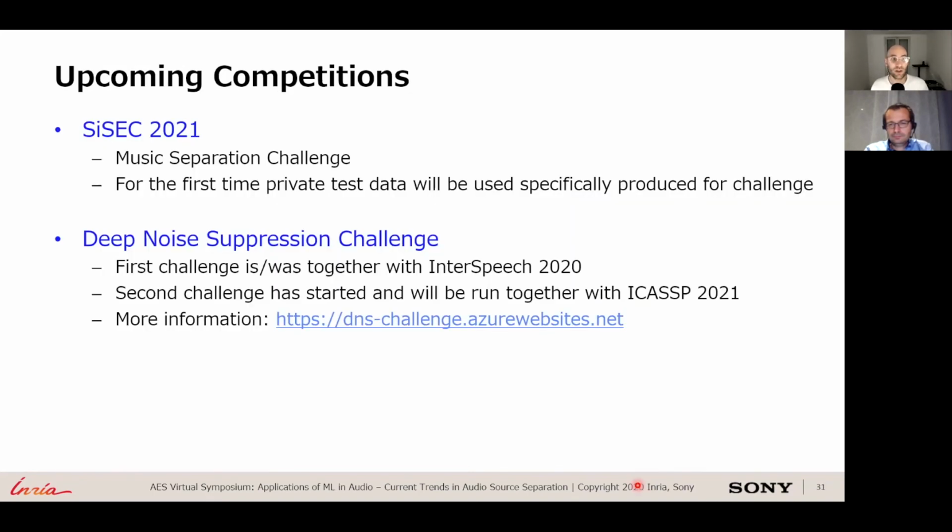And also I want to mention upcoming competitions in the field of source separation. The first one is the upcoming SiSEC 2021. We will hopefully get news out at the end of this year. A second competition, for speech enhancement, is the Deep Noise Suppression Challenge. The first challenge was together with Interspeech 2020, which was quite successful, and many teams participated, and there will be a second challenge that started now. The results will be shown at ICASSP 2021.